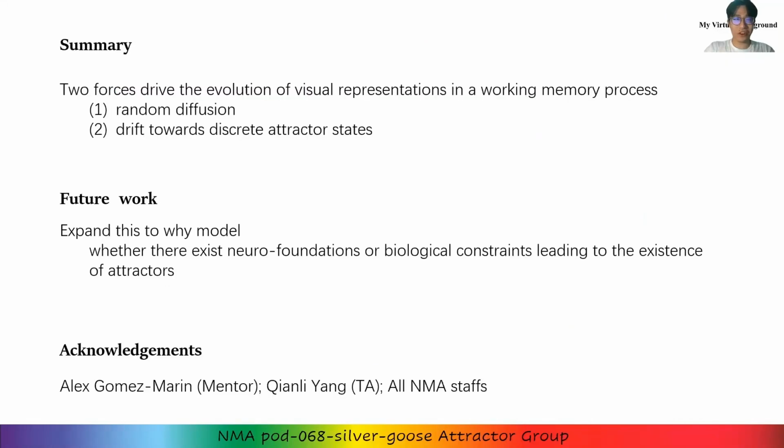So, to summarize, there are 2 forces driving the evolution of visual representation in a working memory process. First, a random diffusion, and second, a drift towards discrete attractor states. In the future, if it is possible, we would love to expand this into a Y model, which means we want to see if there are some neural foundations or biological constraints that lead to the existence of such attractors.